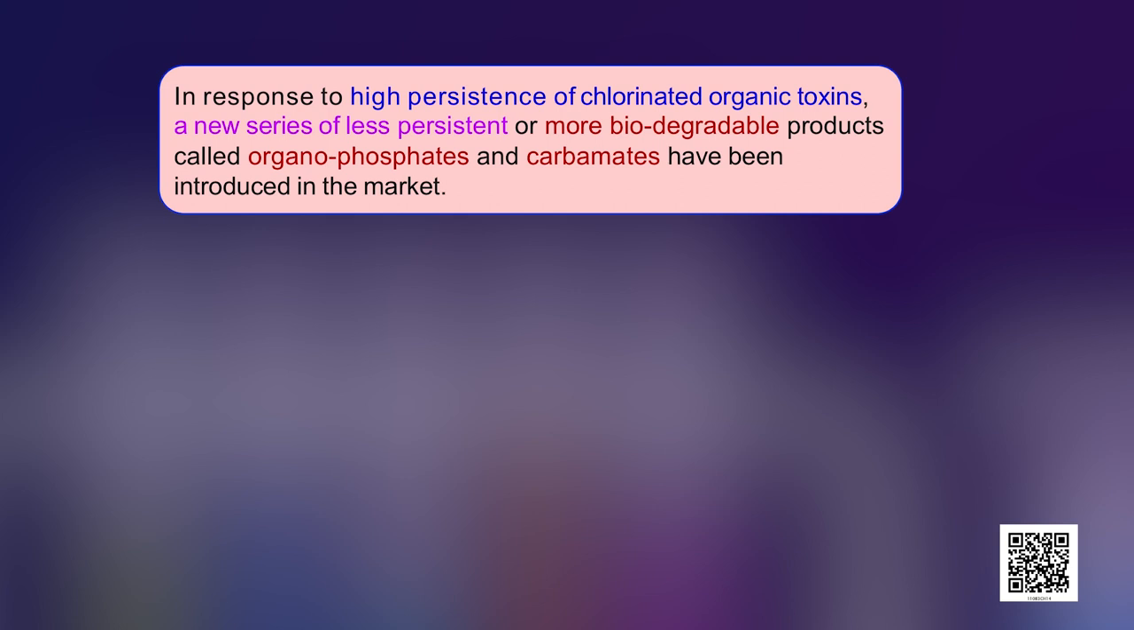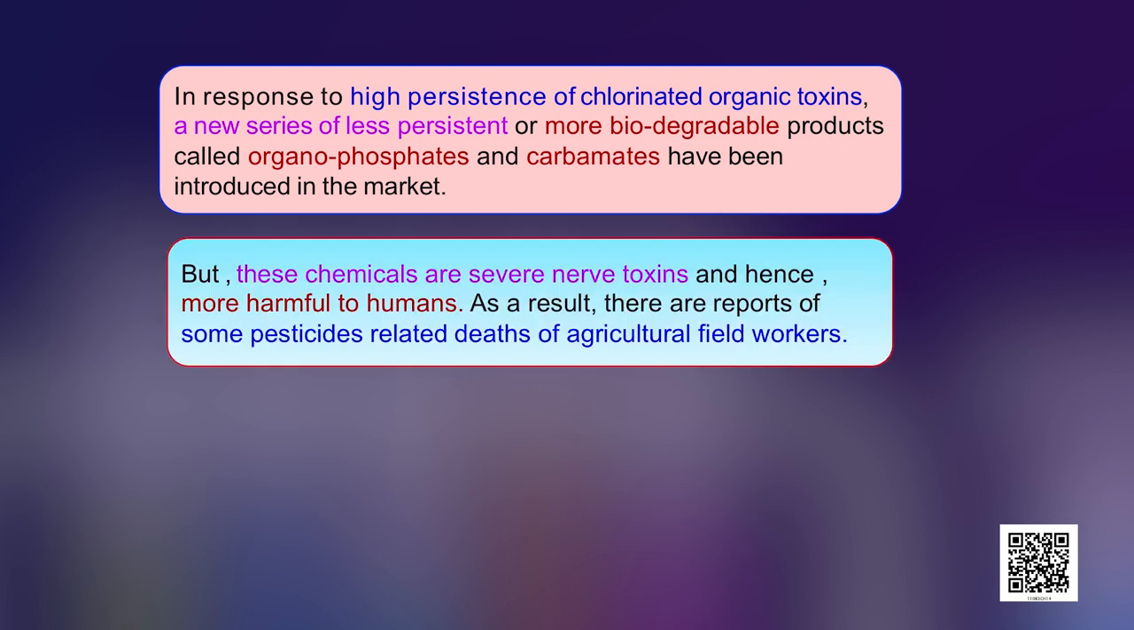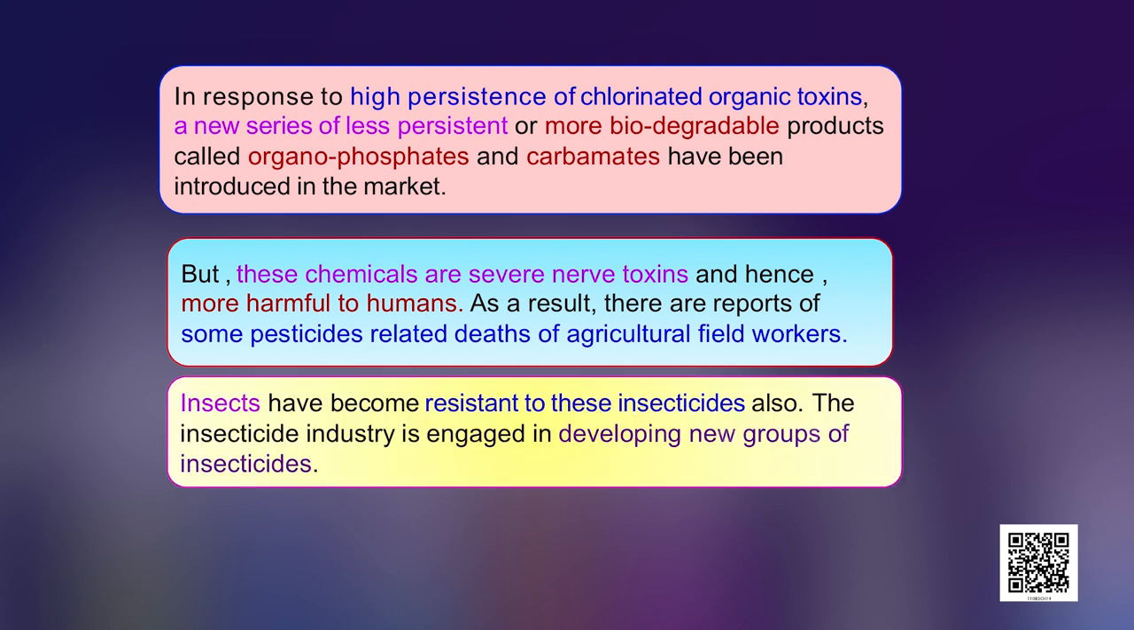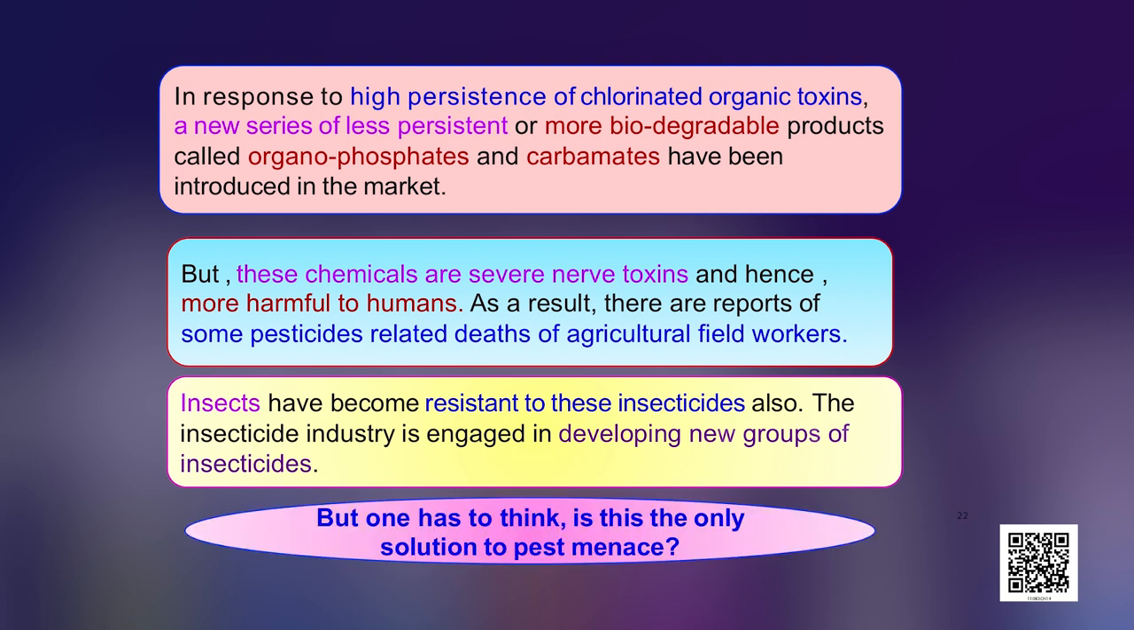In response to the high persistence of chlorinated organic toxins, a new series of less persistent or more biodegradable products called organophosphates and carbamates have been introduced in the market. But these chemicals are severe nerve toxins and hence more harmful to the humans. As a result, there are reports of some pesticides related deaths of agricultural field workers. Now, insects have become resistant to these insecticides also. The insecticide industry is engaged in developing new groups of insecticides, but one has to think, is this the only solution to the pest menace?